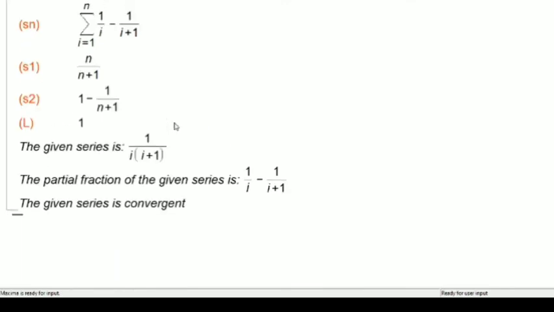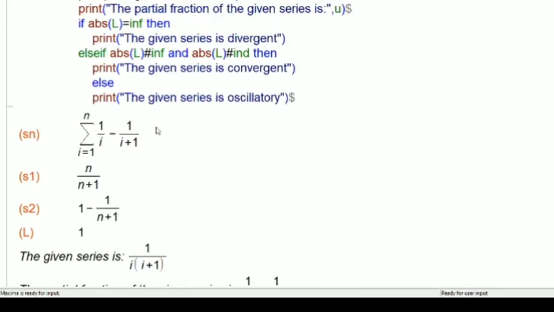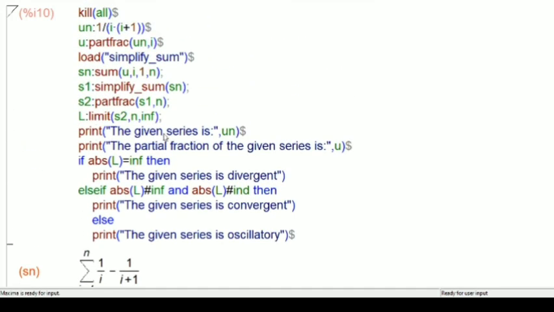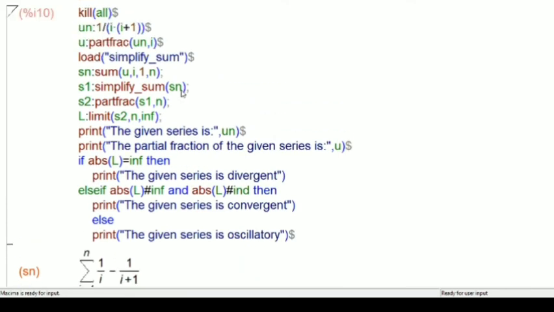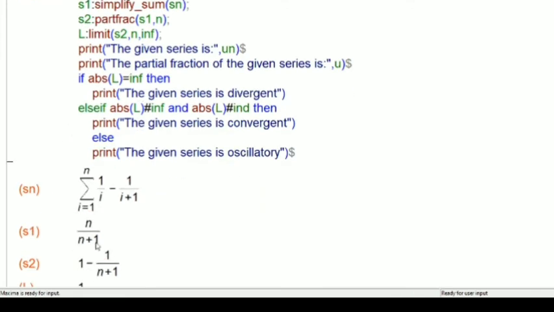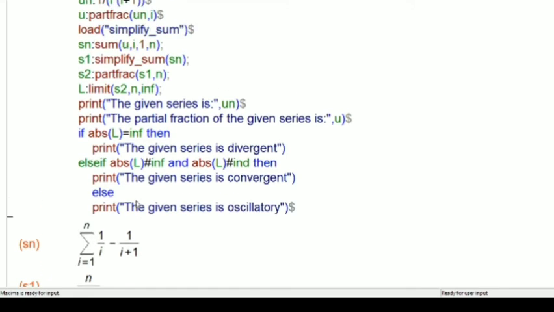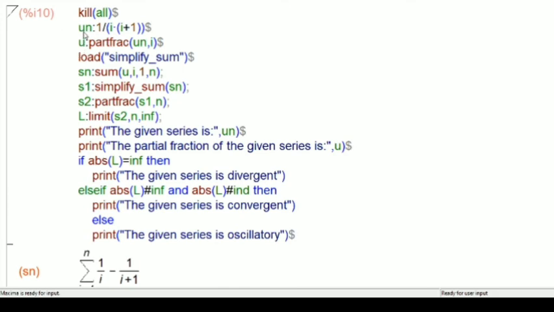See, it takes some time for calculation. Let's see what we have done. So we have displayed this. So this is your Sn, the sum of first n terms, i from 1 to n, 1 by i minus 1 by i plus 1. Because what we have done, your un is 1 by i into i plus 1.